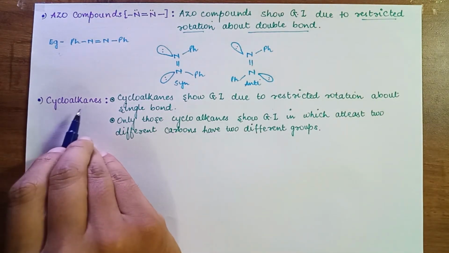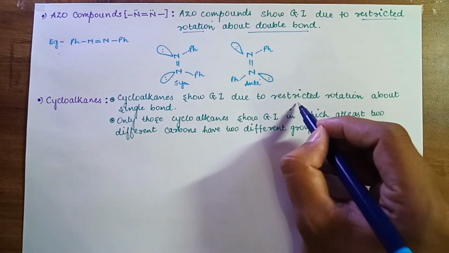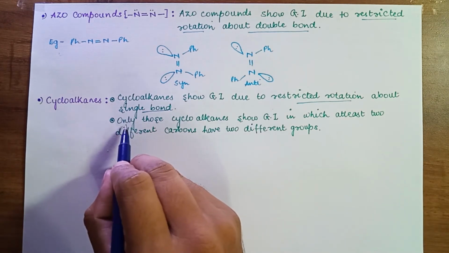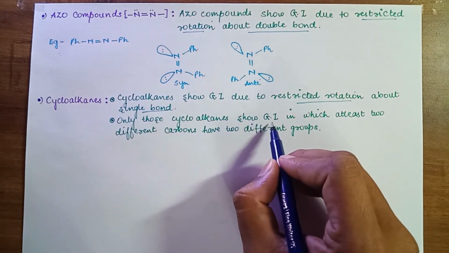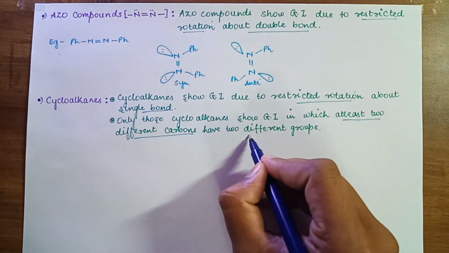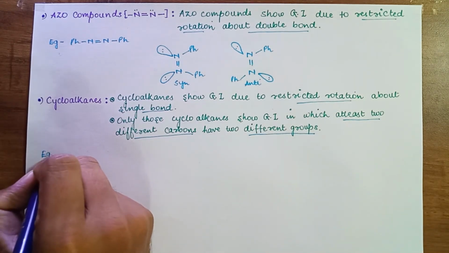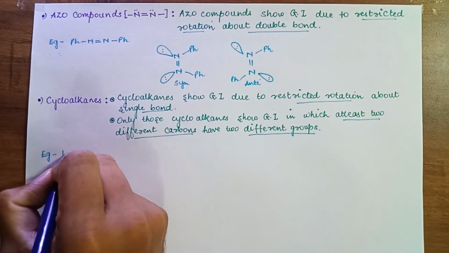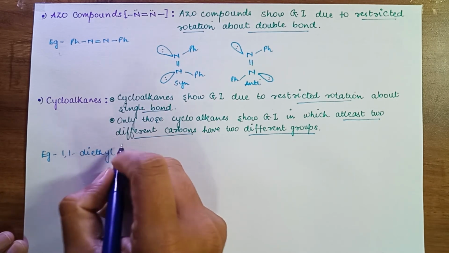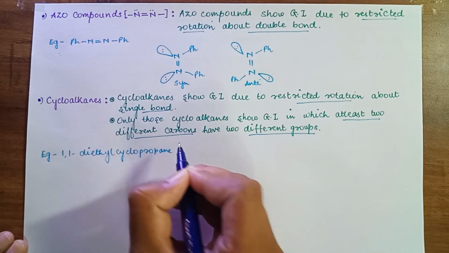The next is geometrical isomerism in cycloalkanes. Cycloalkanes show geometrical isomerism due to restricted rotation about the single bond. And the important point to remember is that only those cycloalkanes show geometrical isomerism in which at least two different carbons have two different groups. We will understand this by taking an example. The example is 1,2-diethyl cyclopropane.